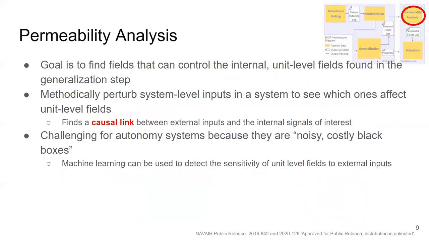In order to start finding how a unit-level rule can be activated at the system level, the permeability step methodically perturbs external system-level inputs to see which ones affect the internal unit-level fields. Effectively, this is finding a causal link between the external inputs and the internal signals identified by generalization. Because message passing through the layers of an autonomy system can be thought of as a noisy, costly black box, this step presents a challenge.